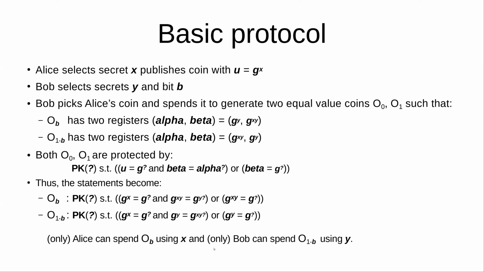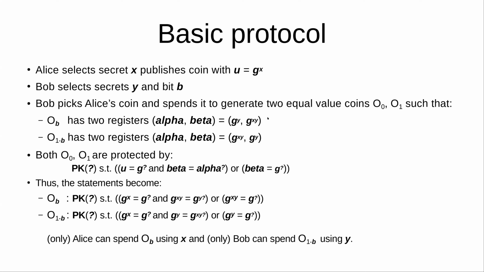Now moving on. Before I move on, I'll mention one thing. This works when Bob behaves correctly, right? So what is the correct behavior of Bob? It is given in this line. Bob has to create two boxes with the registers like this, so alpha and beta must have this value, and in the second case they must have this value. That's the only thing we need to ensure. The rest of the things we can verify publicly.